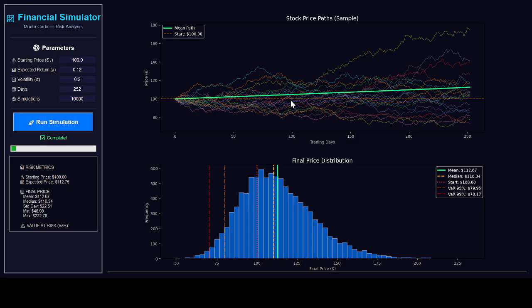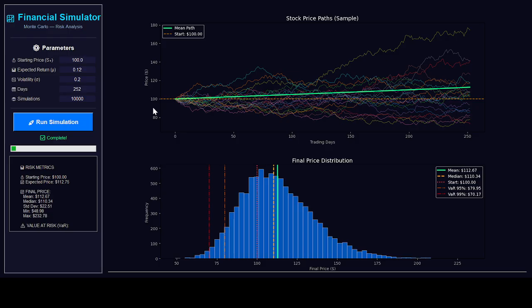Some paths move significantly upward, representing strong market performance. Some paths move downward, representing potential losses. Others remain relatively stable. There is not a single future outcome. Instead, there are thousands of possible different futures.